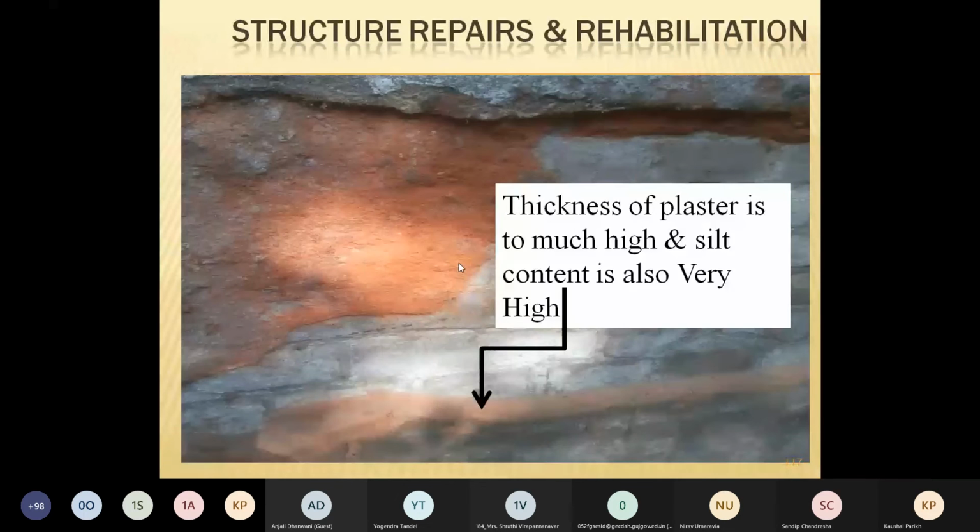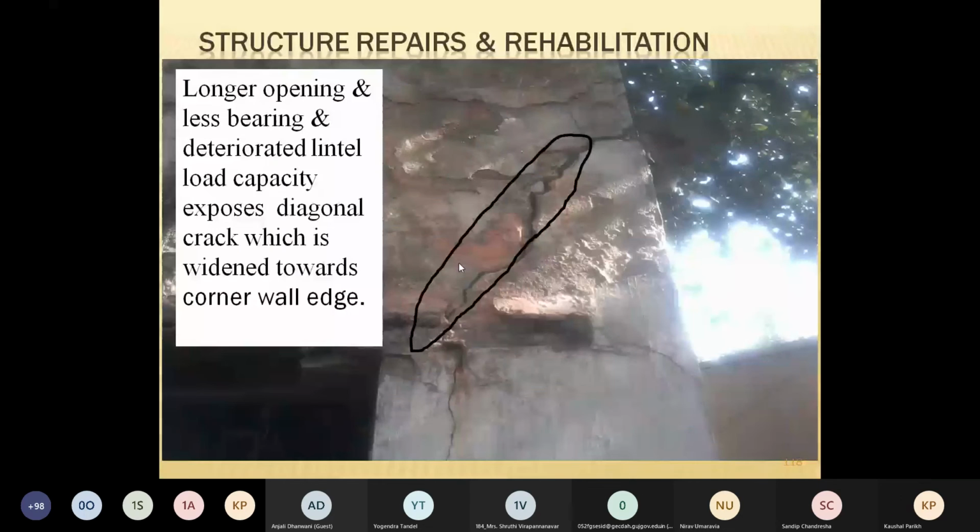This is one of the typical things that can be visualized in older structures because of the higher silt contained in the plastering work. Inclined cracks can also be visualized because of the longer opening and the lesser bearing, due to the lintel's load carrying capacity, which exposes diagonal cracks and requires a specific rehabilitation technique.